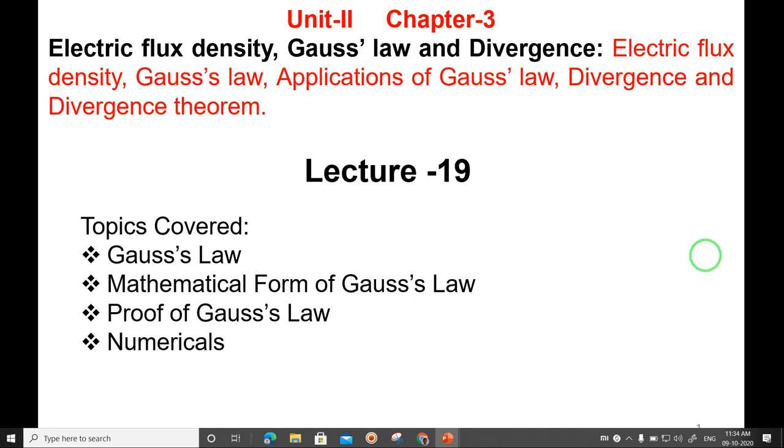If we find the electric flux density, it is as good as finding the electric field intensity because we know the relationship between D and E. D is equal to epsilon naught E. If I know D, I can calculate the electric field intensity. If I know E, I can calculate the electric flux density D.